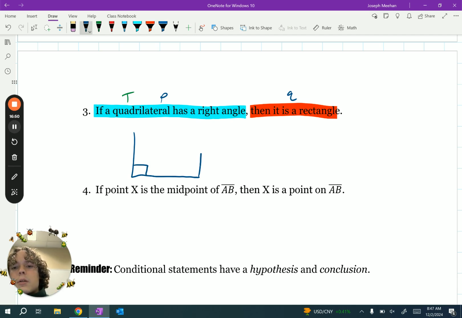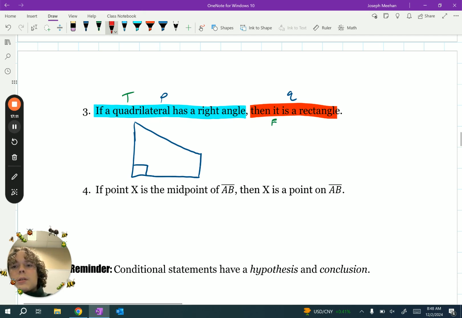Here's my four-sided shape, okay? Let's make it a little more extreme like that. And then it is a rectangle. Is that a four-sided shape that is a rectangle? No, right? It is a quadrilateral. It has four sides. It has a right angle, but it's not a rectangle. So this is going to be false.